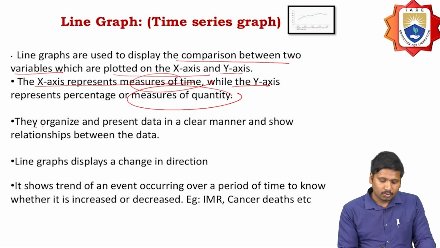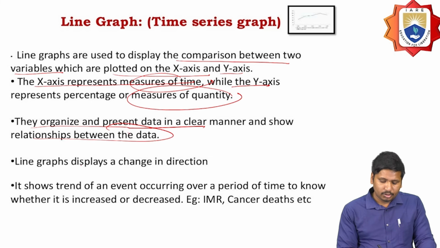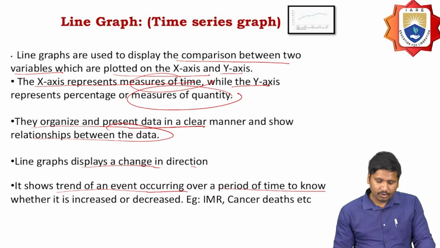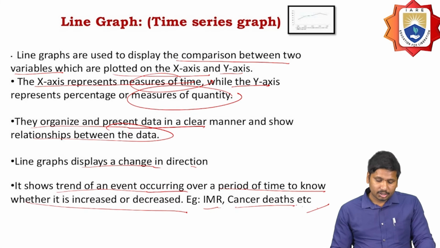So these are organized to present data in a clear manner and show the relationship between the data. The line graph can display the change in direction, and it also shows the trend of an event occurring over a period of time, to know whether it has increased or decreased. For example, if I want to make such a display, at that time I have to make use of the line graph or time series graph.